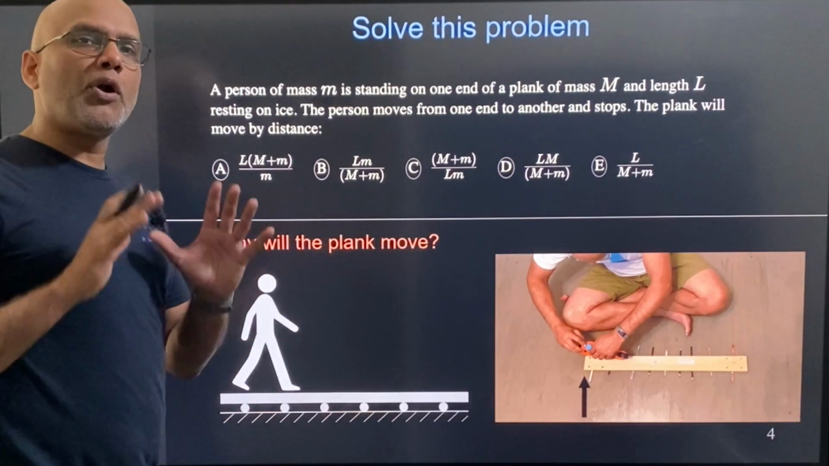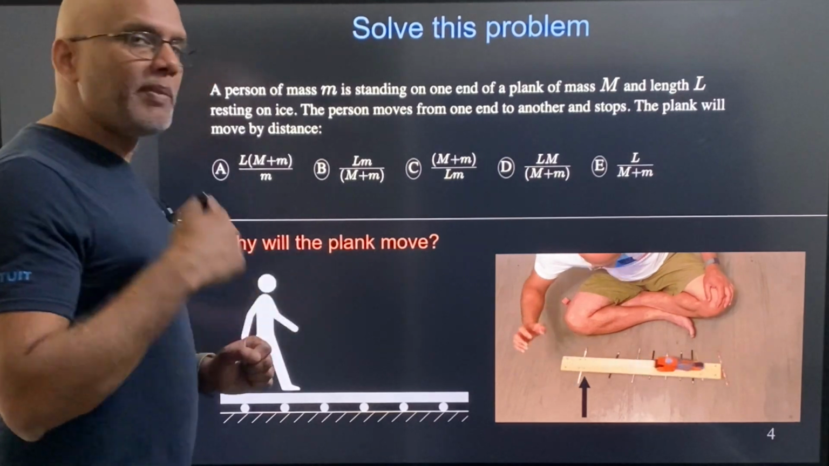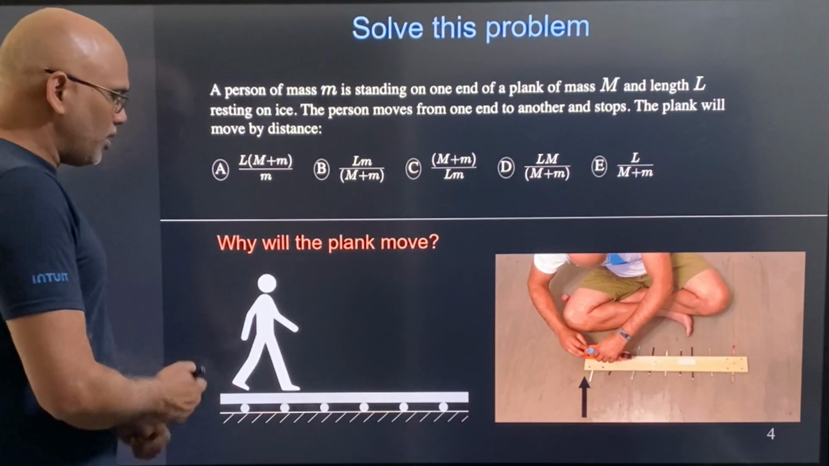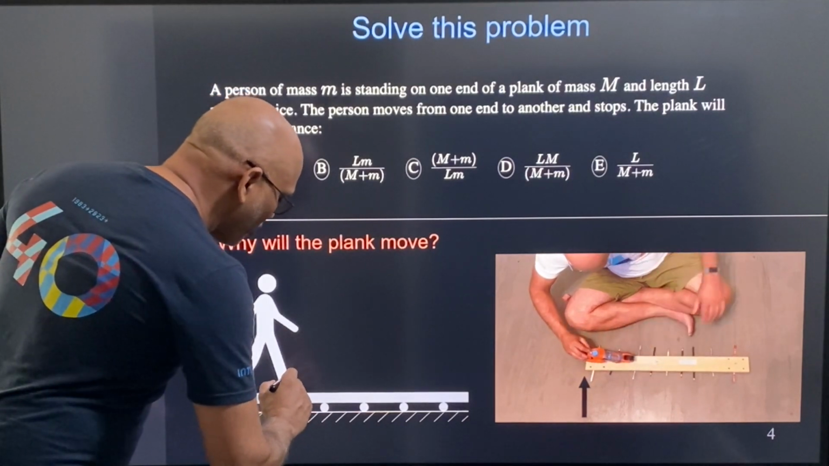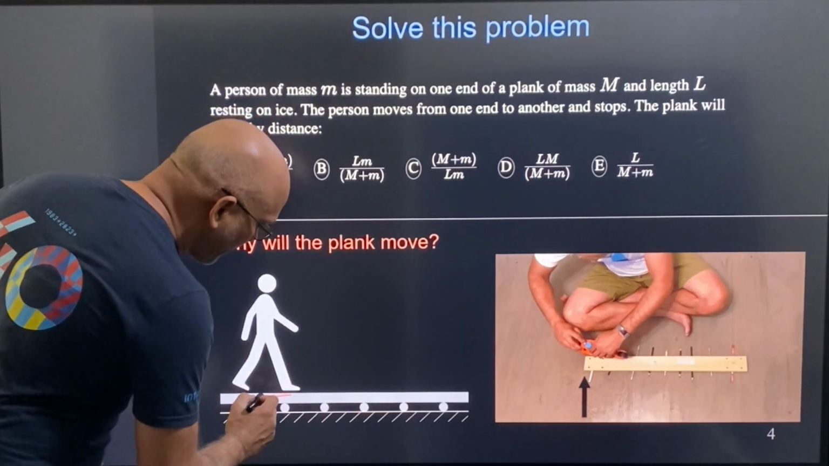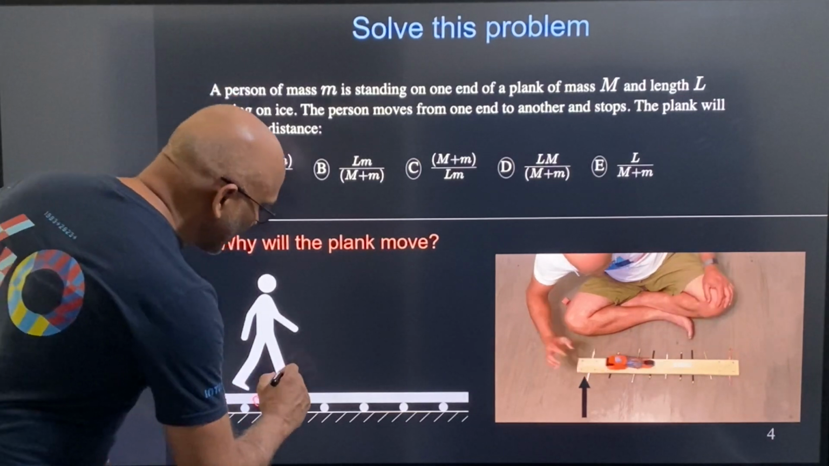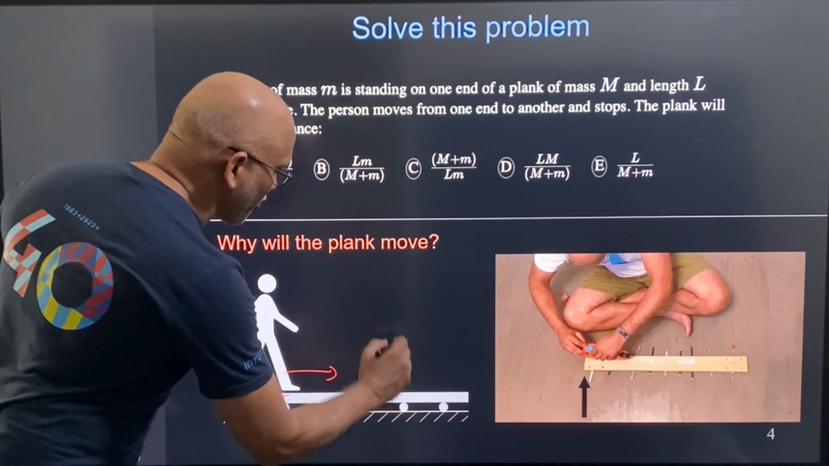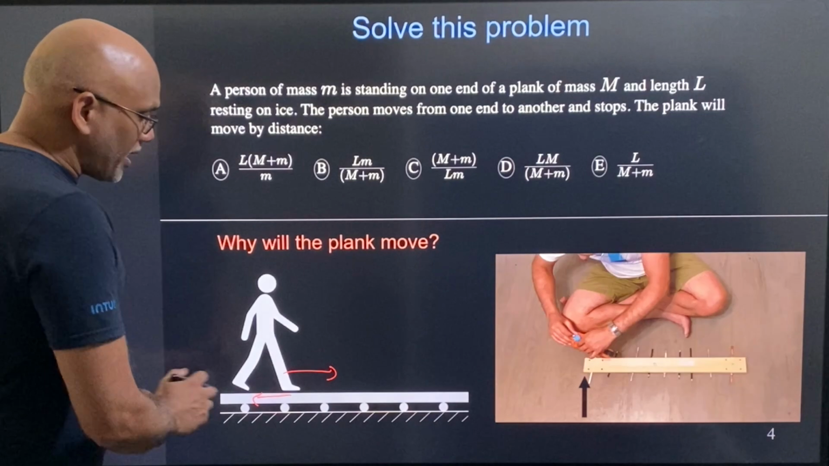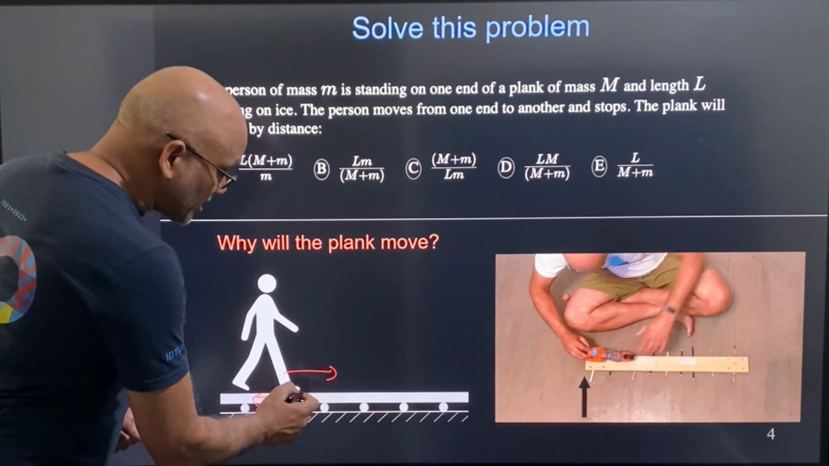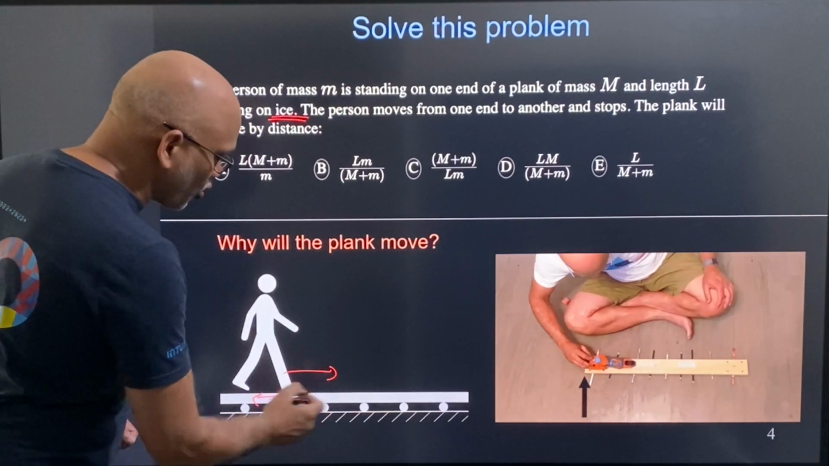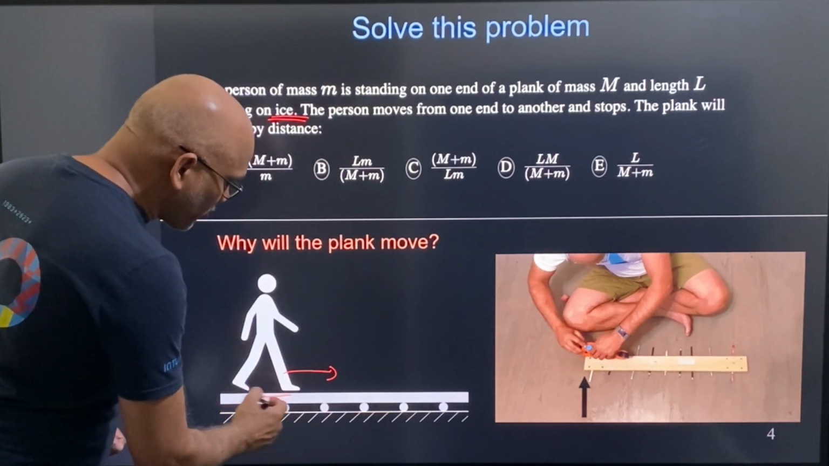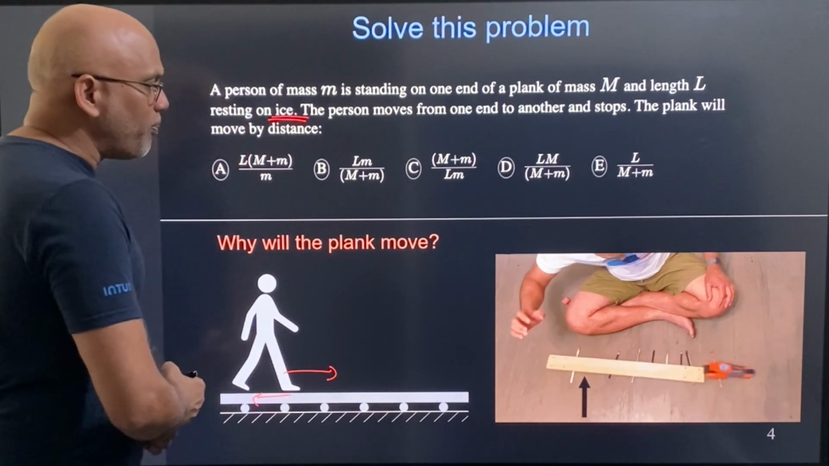But since I have not taught you physics yet, let me explain why the plank will move. So this is a person walking. When we walk, we push the ground backward, and the ground in turn will push us forward. That's how we move forward. But if we are standing on a slippery surface like ice, right? In this case, I have some rollers. When you push the ground backward, the plank will also move backward.